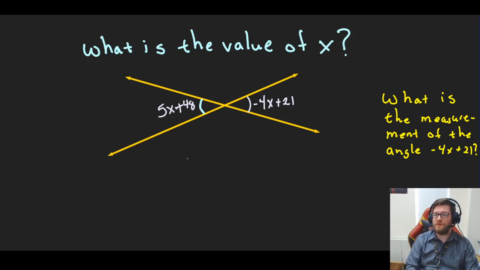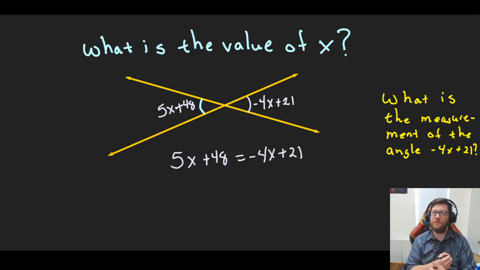One of them is measured at 5x plus 48, and the other one is measured at 4x plus 21. So since they're vertical angles, they have the same measurement, we can set them equal to each other. 5x plus 48 equals negative 4x plus 21. So go ahead and give it a shot to see if you can figure out what value x should have in this situation.